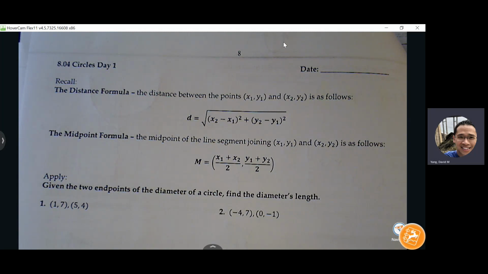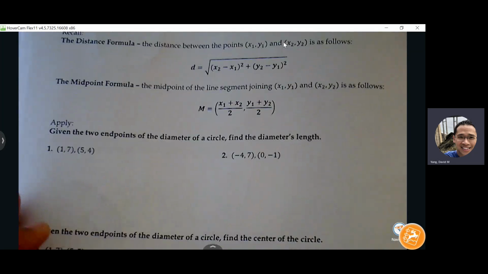Take midpoint, think of midpoint as the average between two numbers. So I'm going to find the average of the x's, find the average of the y's, and that's going to be your midpoint. So I add the x's together, divide by 2. I add the y's together, divide by 2. That's going to give me my midpoint. So we'll practice some of these problems using these formulas here.